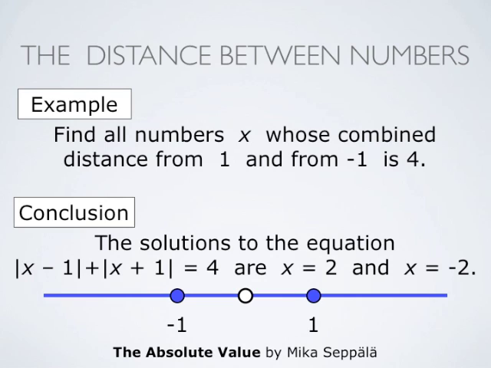These points -1 and 1 are now drawn on the number line. They are the blue points. The white point is the origin in between. The points x whose combined distance from these two blue points is 4 are clearly the points x equals -2 and x equals 2. This is of course obvious for geometric reasons.